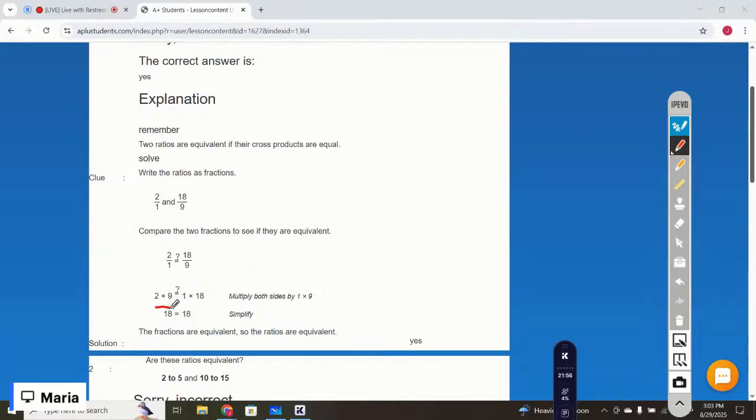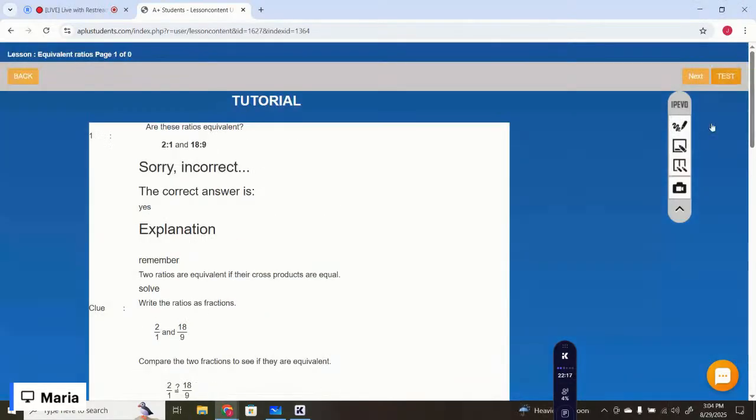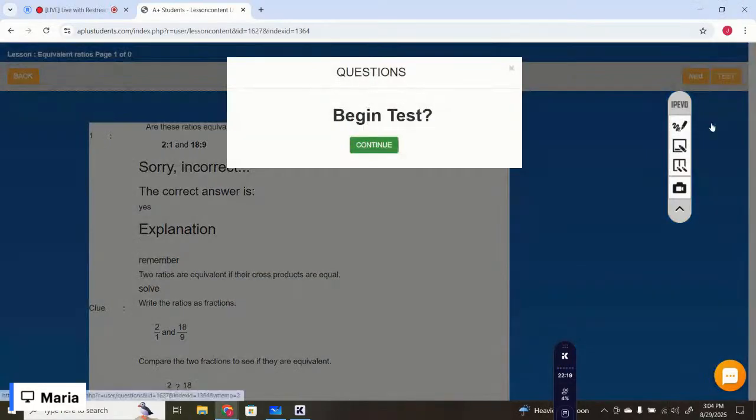Just cross multiply. 2 times 9 equals 1 times 18. 2 times 9 is 18 and 18 times 1 is 18. So 18 equals 18, both sides are exactly equal.